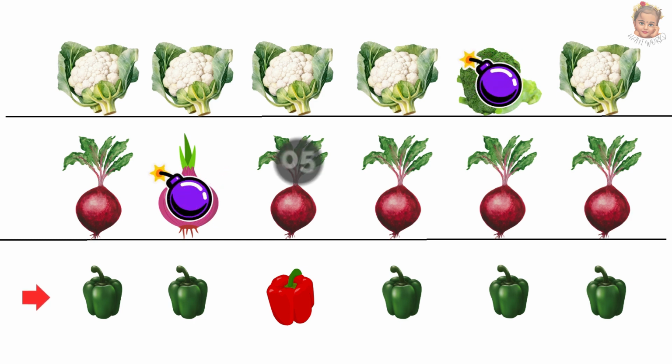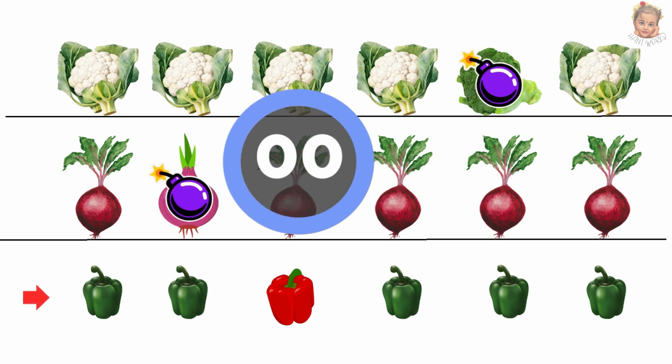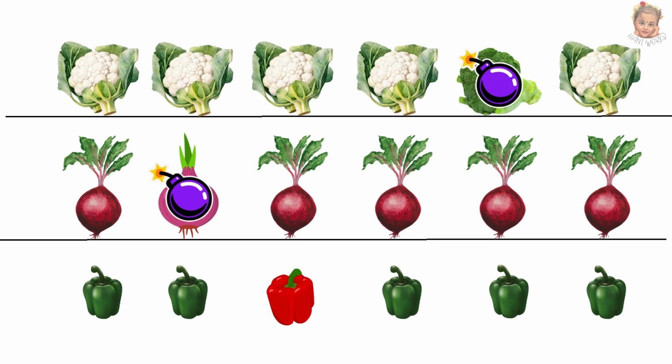In the third row, which one is the odd one out? Can you all guess it, please? The answer is red color capsicum is the odd one out in the third row.